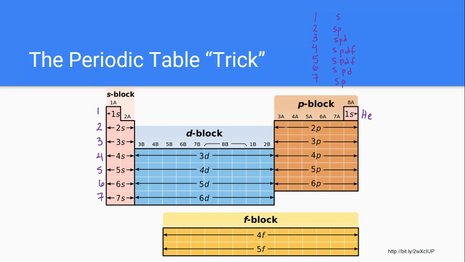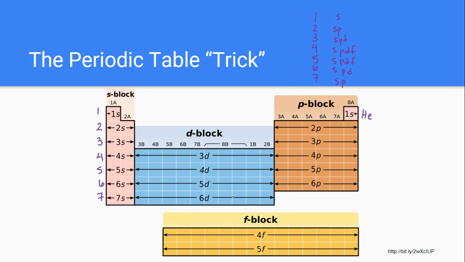2P. If you look at the D's for just a second, this D area, I don't have a 1D or a 2D. And if you look up here at what we know, we don't have Ds anyway till we get to the third energy level. So what I do is I just remember that for all of the Ds, I have to take away 1 from the row.